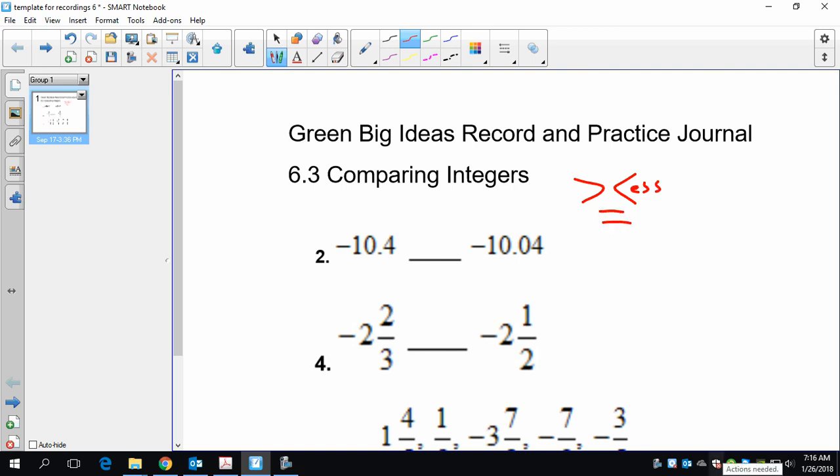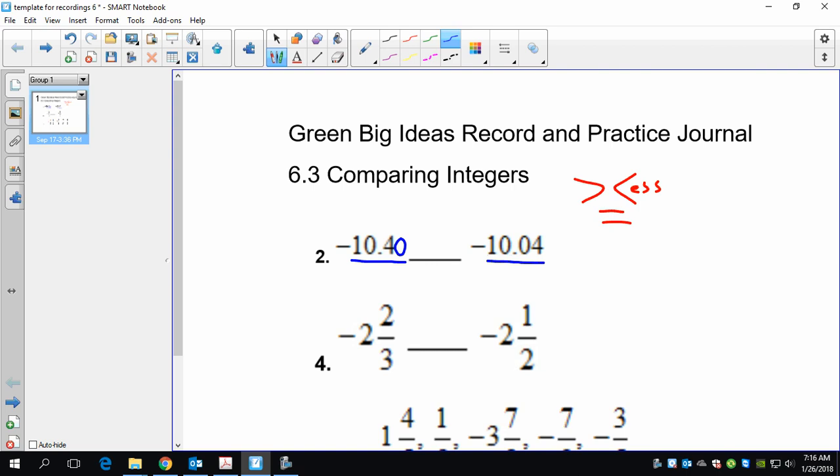Remember, with my less than, we put in the L, so it spells less than, L-E-S-S. Now the trick for this one is we have negative 10.4 and we have negative 10.04. The one thing that we can do to make this problem a little bit easier is to simply add a 0 here. So now we are 2 places past the decimal, so it's 10.40 and it's 10.04. Now we want to go with the one that is closest to 0 as the biggest number.